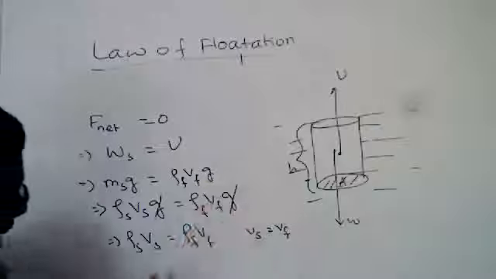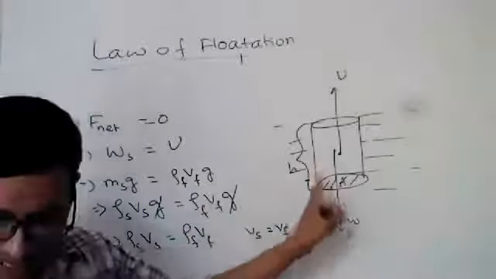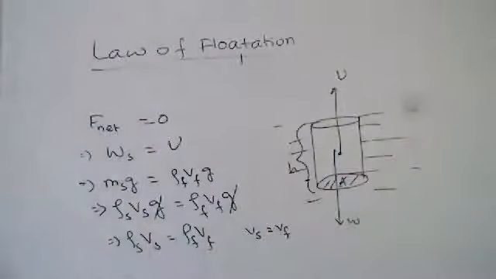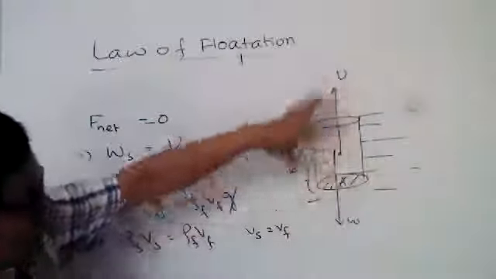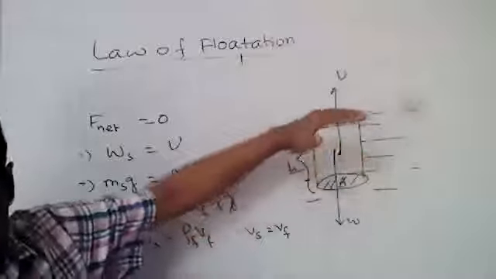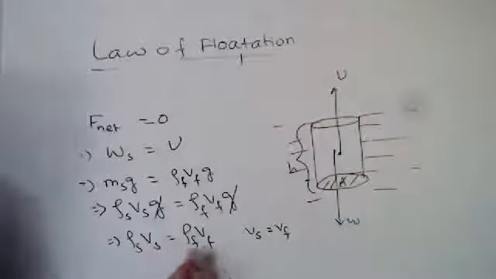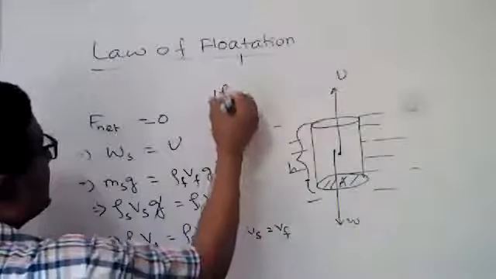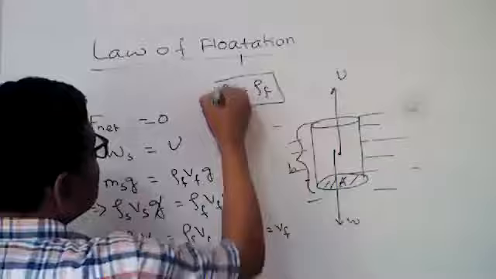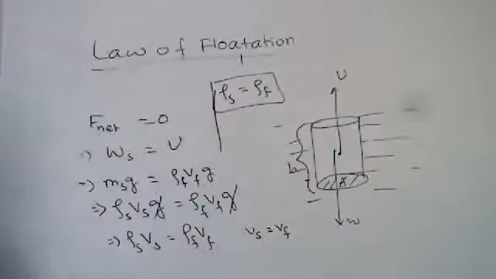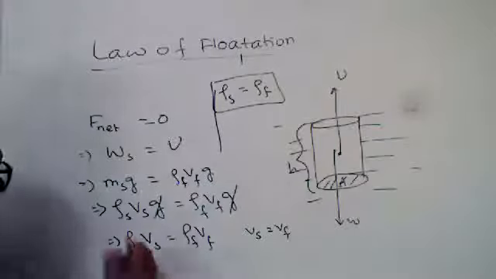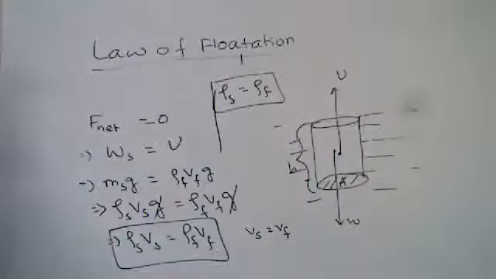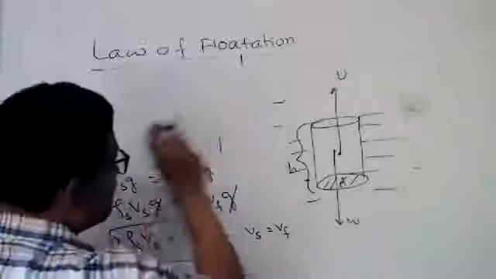So I can say here the volume of the solid equals the volume of the displaced liquid, because the body is fully submerged into the liquid. So VS equals VF, and we can write rho S equals rho F. This is the condition for limiting flotation. Understand? Yes, sir. So it is one condition, rho S VS equals rho F VF.